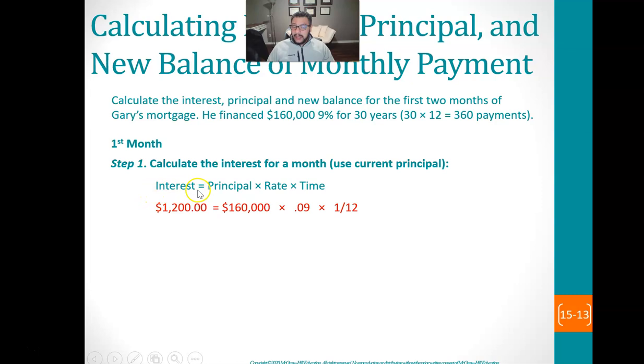Well, we borrowed $160,000. The rate is 9%, and time is, we're only talking about 1 month, so this is 1 over 12. And if you do it backwards, it works, right? So 1 divided by 12 times 0.09 times 160,000 is $1,200. Now I want you to stop and see what we're really saying here. The interest for 1 month on that full balance of $160,000 is $1,200.